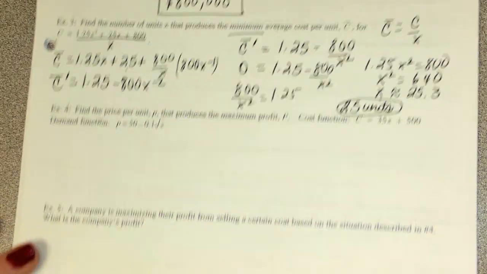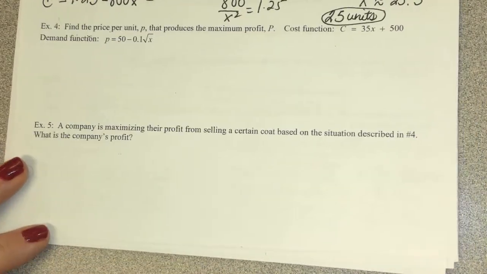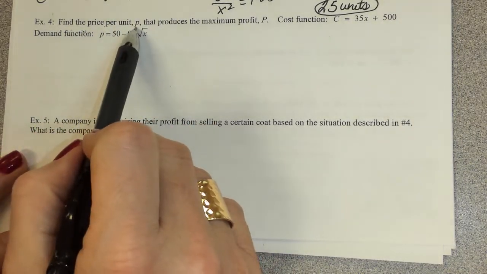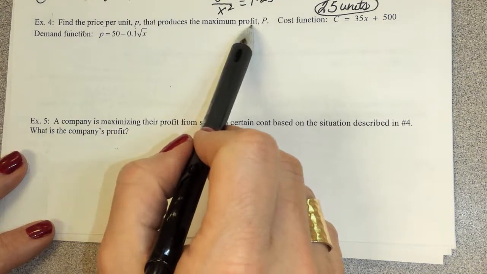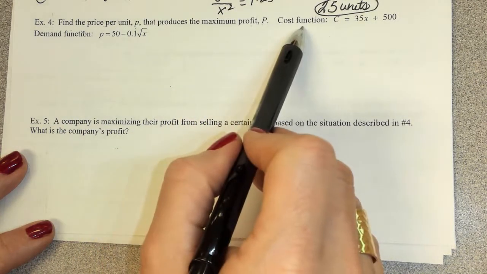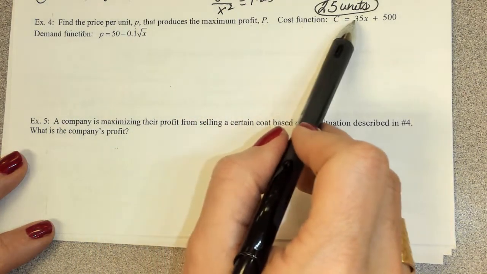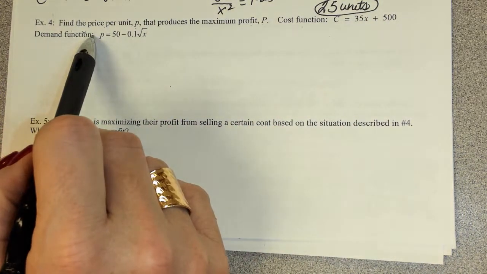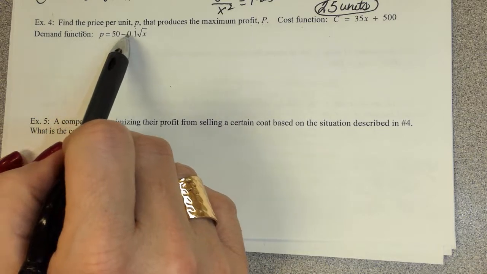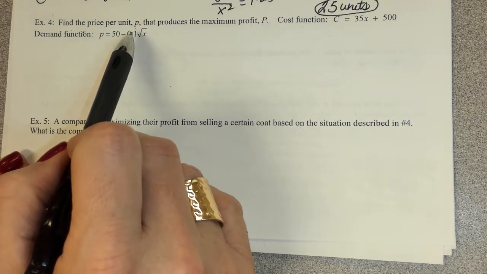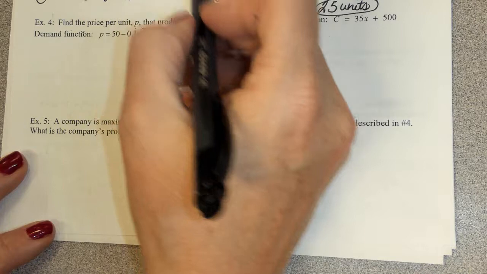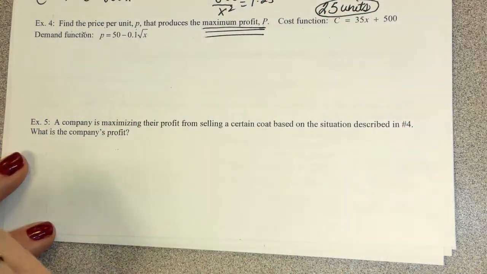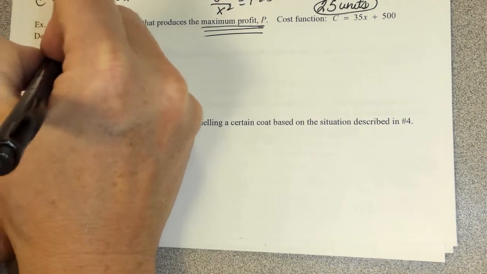All right. Now, example 4, this kind of puts it all together. Find the price per unit P that produces the maximum profit, capital P. Here's the cost function. C equals 35x plus 500. Here's the demand function, our price function. 50 minus 0.1 radical x. We're trying to maximize the profit. So we need to have the profit function.